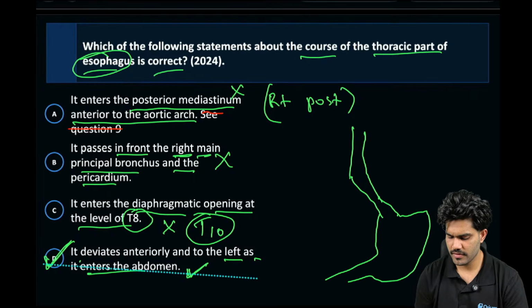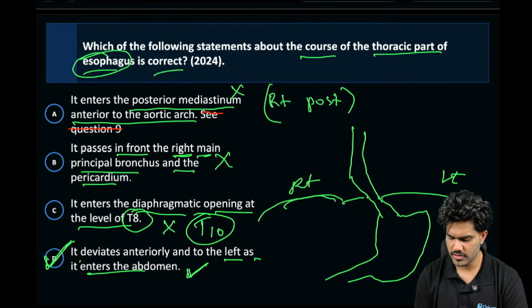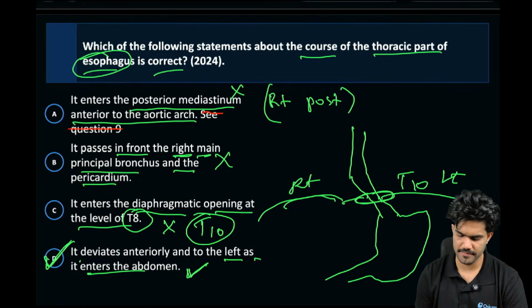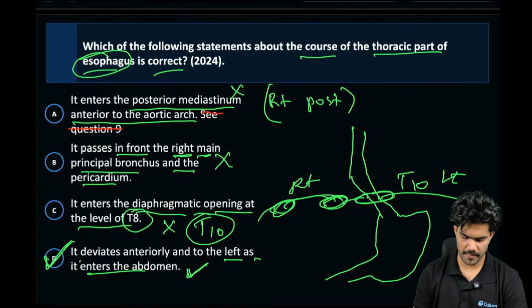Okay, so here this is the right crus of the diaphragm, left crus of the diaphragm. So here will be the opening at T10. Here will be the aortic opening on the right side.